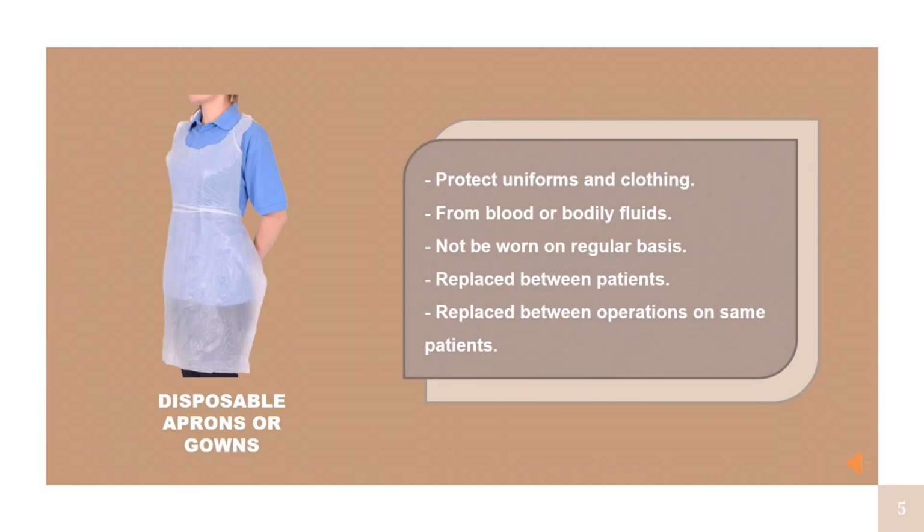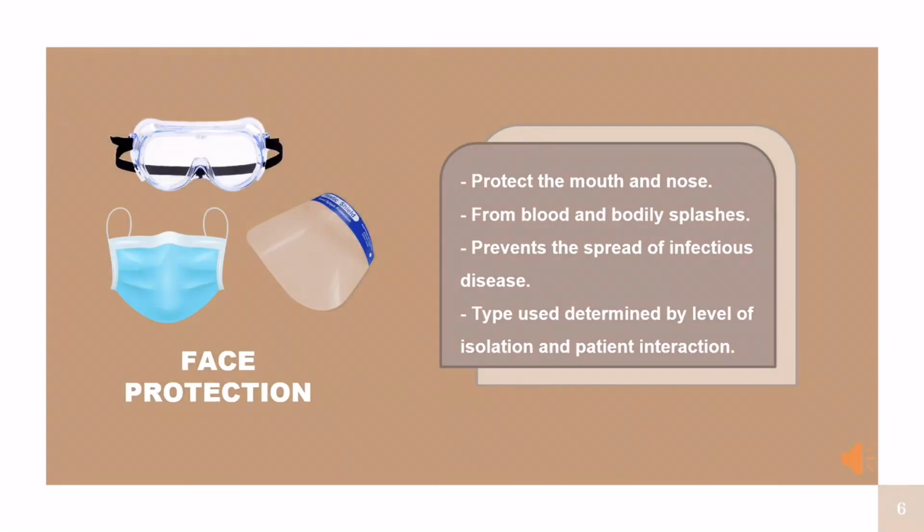Second, disposable aprons or gowns are used during patient handling to protect uniforms and clothing from contamination by blood or bodily fluids. Aprons and gowns should not be worn in the ward on a regular basis and should be replaced between patients, and in some circumstances, they may need to be replaced between operations on the same patient.